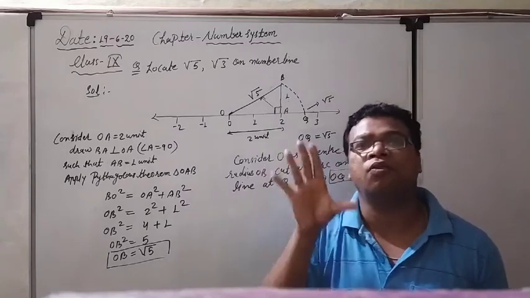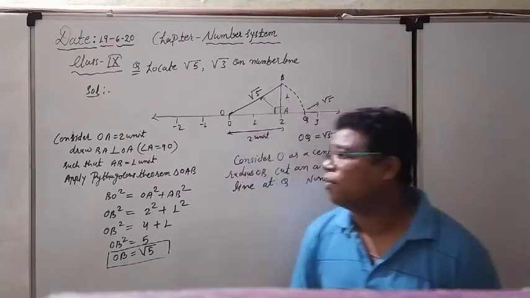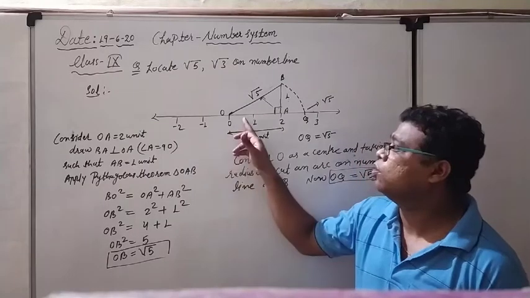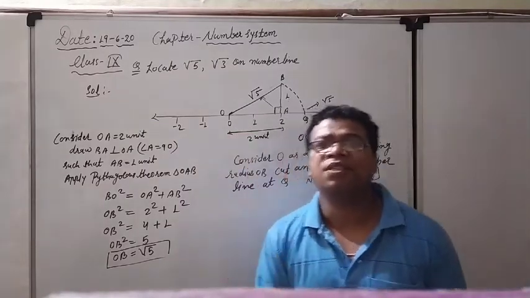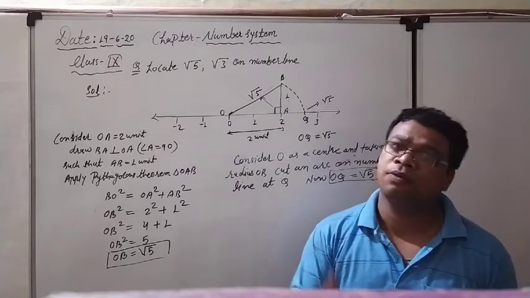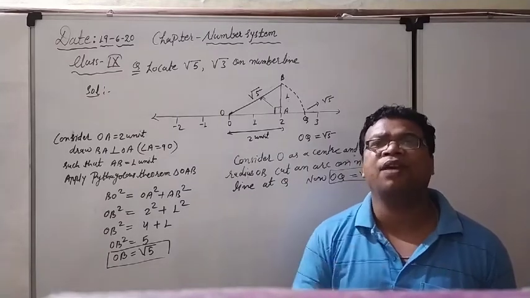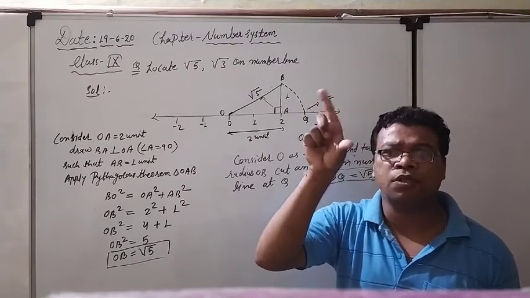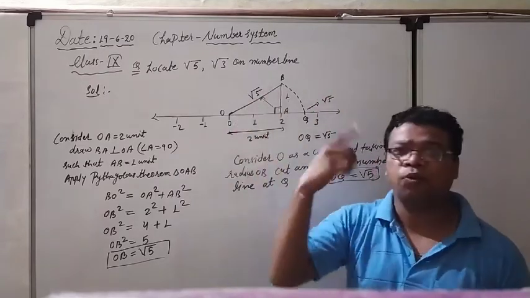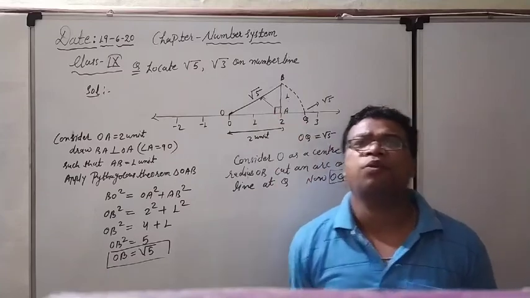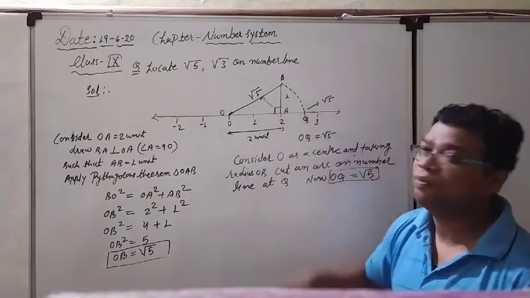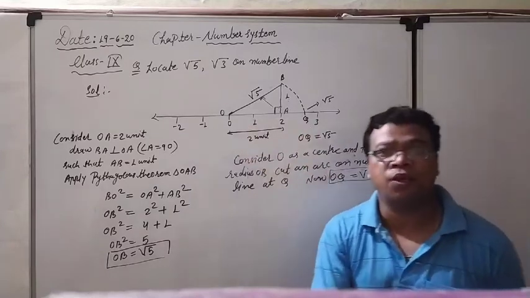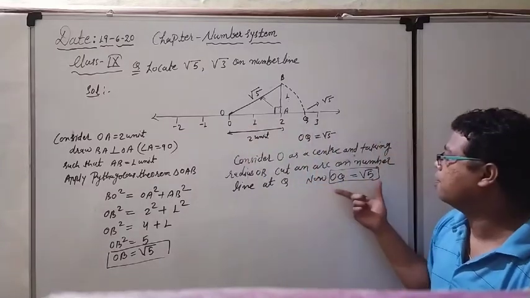Once we have got the root 5 unit, whatever the center position is, that is the O. Wherever the 0 is located, that is our O point. We have to consider it as a center, and with the help of the compass, we have to extend our compass equal to that root 5 unit, and after that we have to take one cut on the number line, and that will represent the length OQ, equal to root 5 unit on the number line.